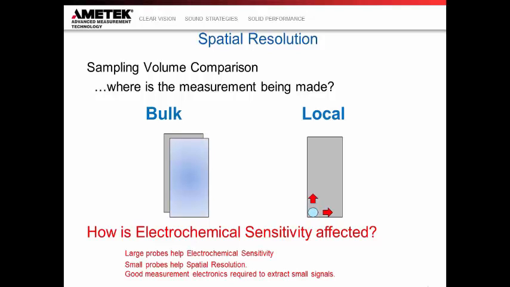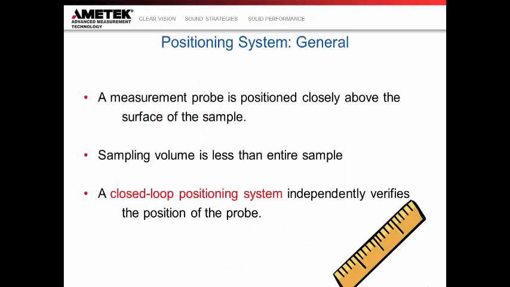So let's talk a little bit about general comments on positioning systems. I told you that I'm going to take a positioning system and use it to position a probe about 100 microns away from the sample surface without contacting it. Then I'm going to use that probe and scan in the XY plane above the sample surface. So to do this, I need a nice, reliable, high precision positioning system.